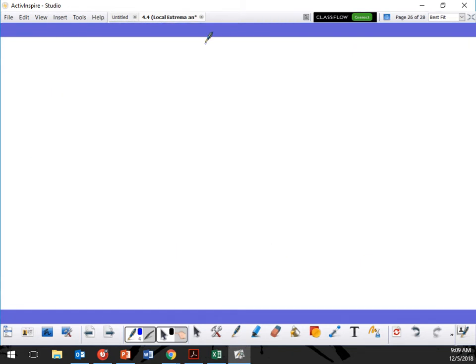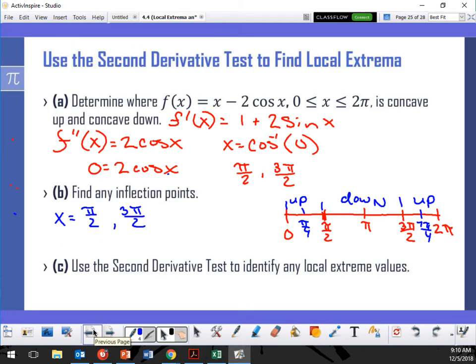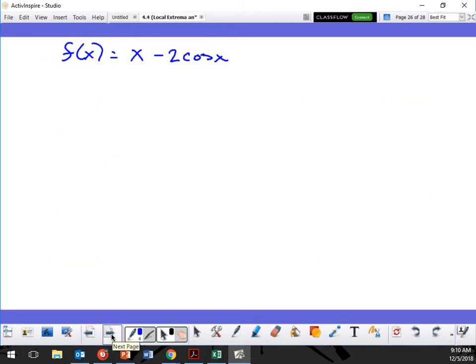What was my function? f of x equals, what was it? x minus 2 cosine x, right? Is that what it was? Yeah, there we go. Okay, so the first derivative again would be 1 plus 2 sine x.